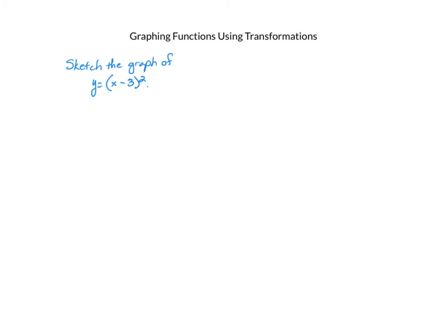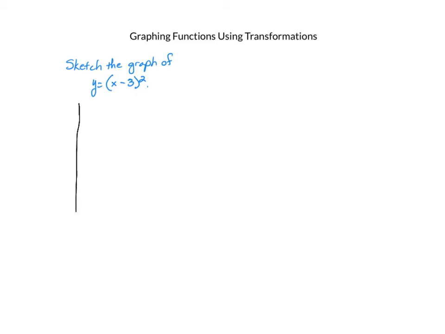Let's move on. Let's sketch the graph of y equals the quantity x minus 3 squared. Notice the distinction between this and our previous examples. In this one, the minus 3 is right here with the x. This 3 is being subtracted from x. It is not being subtracted from the entire function. Let's see how that makes a difference when we're sketching our graph.